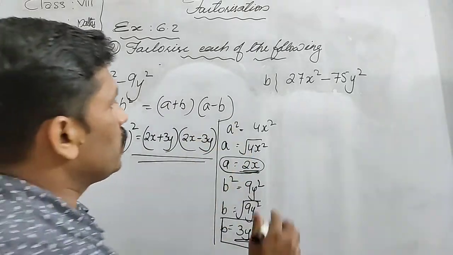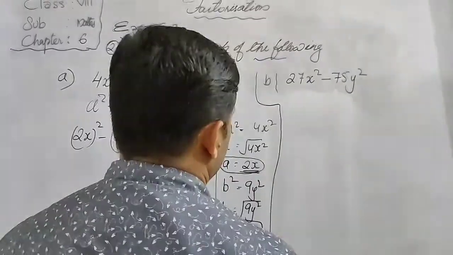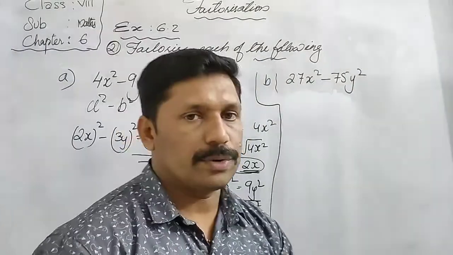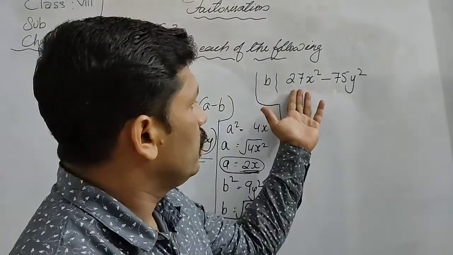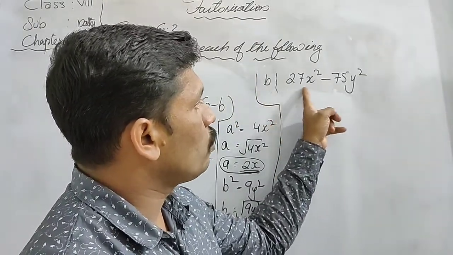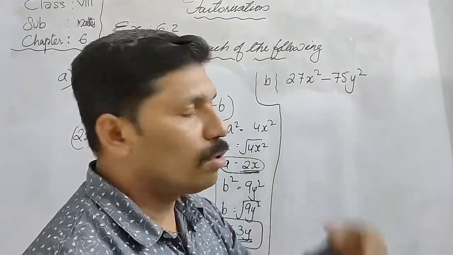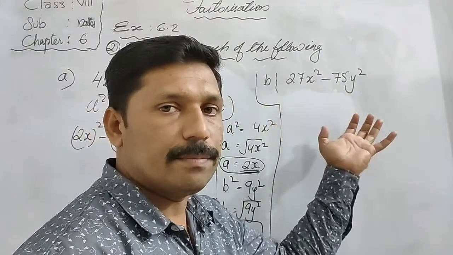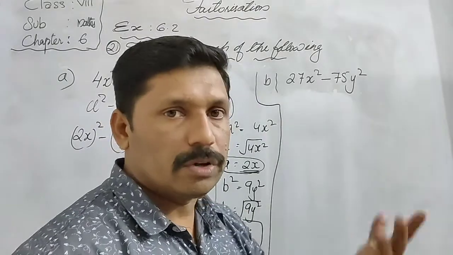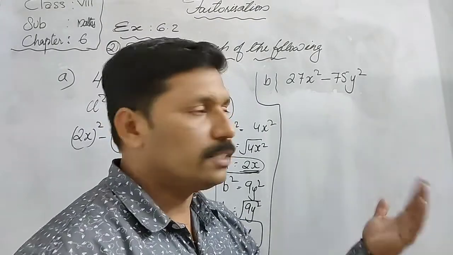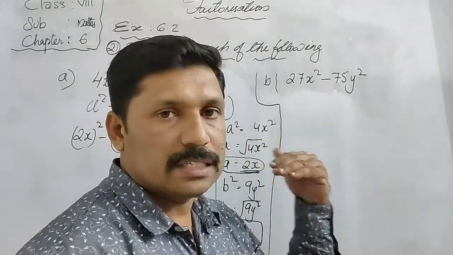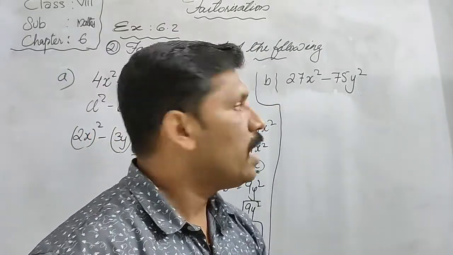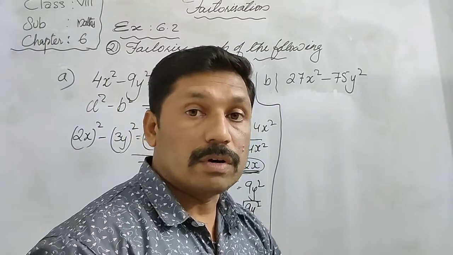So students, let us see another example, example b. Here 27x square minus 75y square. Look at this question students. Here 27 is not a square number, and 75 is also not a square number. You know that 27 is not the square of any number. Square numbers, you studied squares and cubes: 5s are 25, 6s are 36, 7s are 49. These are square numbers, but 27 is not the square of any number, and 75 is also not the square of any other number.